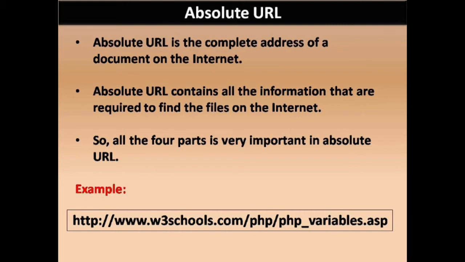If I want to open this file, first of all I have to open the domain name w3schools.com. This is my domain name, and php is a folder name, and php_variables.asp is my file name, and HTTP is my protocol name. So this is the exact example for absolute URL. Absolute URL consists of the complete address to search any file on the internet.